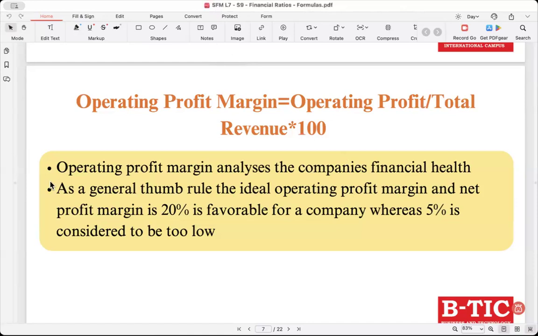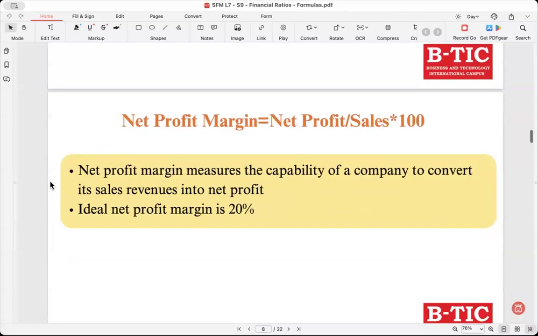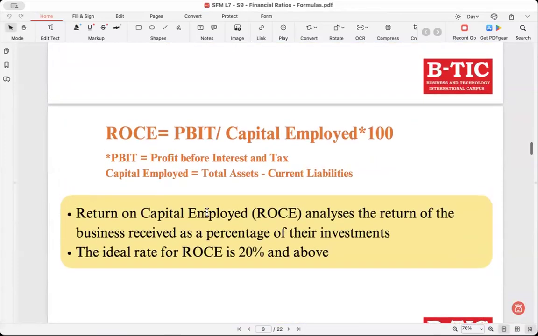Okay. Next, we're moving on to net profit margin. Net profit margin measures the capability of a company to convert its sales revenue into net profit. The ideal net profit is 20%. Again, higher, the better. Next, we're moving on to ROCE. ROCE means return on capital employed, and this analyzes the return the business received as a percentage of their investment.